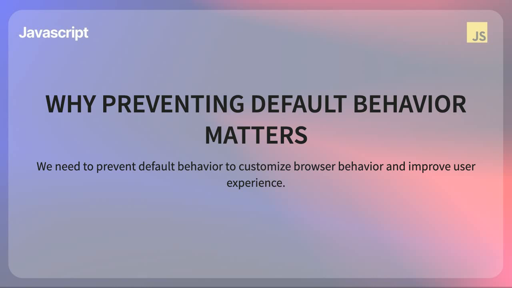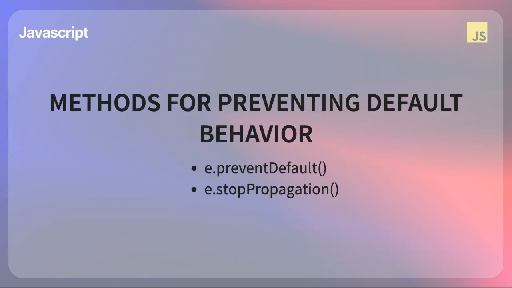Well, sometimes we want to customize how a browser behaves when an event occurs. For example, we might want to submit a form without reloading the page or prevent a link from navigating away from our application. There are several methods we can use to prevent default behavior. Let's take a look at some of them.